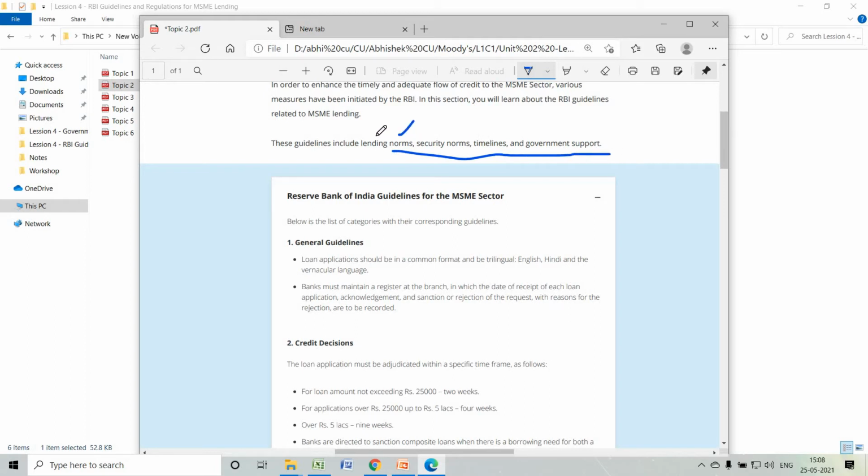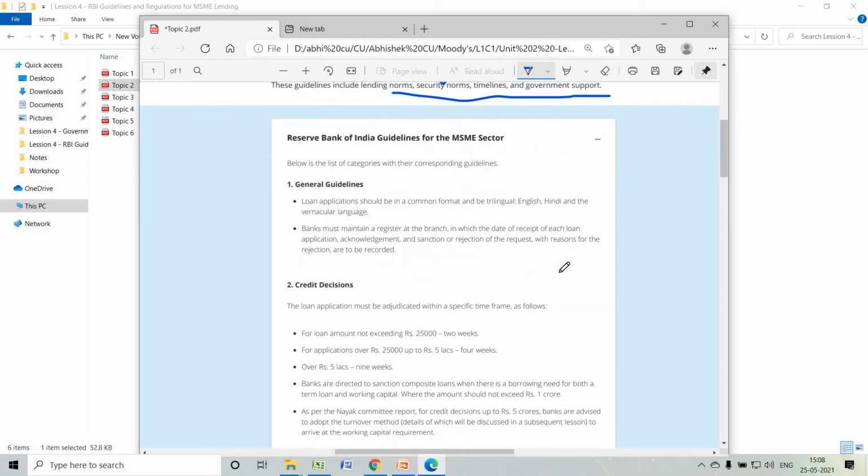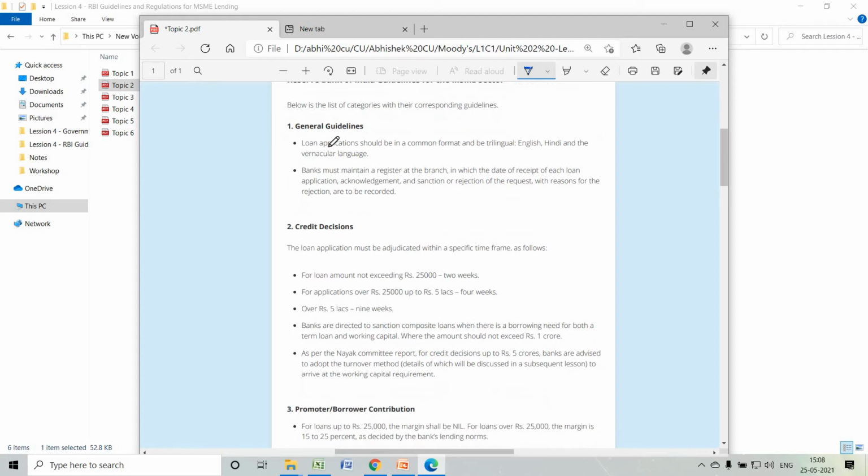So what are the various norms? Lending norms, right? Then security norms, like if they want to avail a loan, what is the security they have to give? Timelines for how long the loan can be given, and government support. What is the government support available? Now, Reserve Bank of India guidelines for MSME sector. Below is a list of categories with their corresponding guidelines. So general guidelines: the loan application should be in a common format and be trilingual, English, Hindi, and the vernacular language.